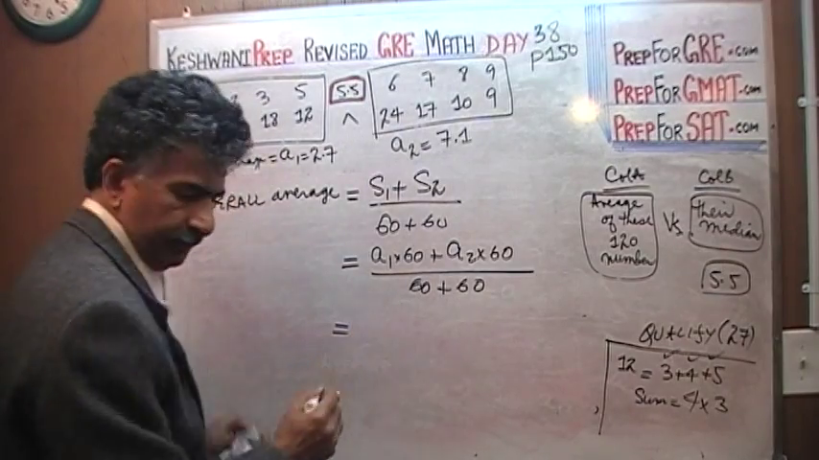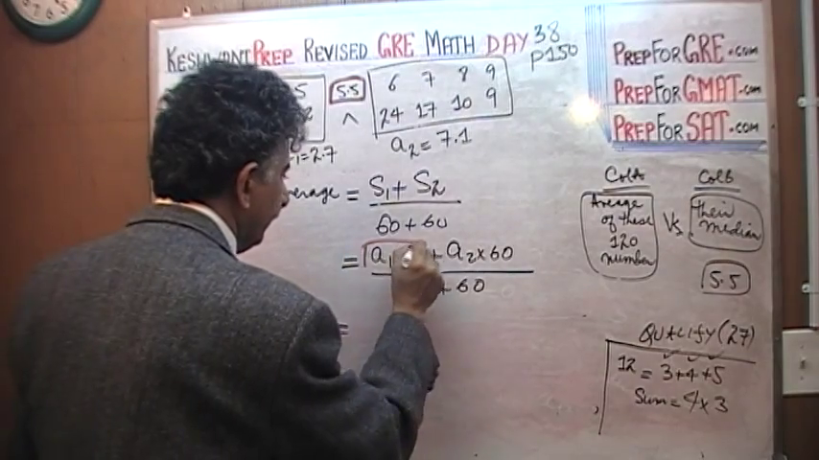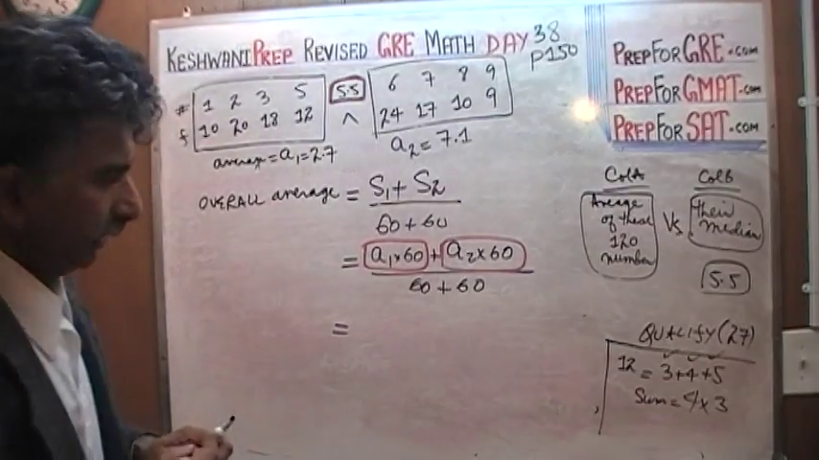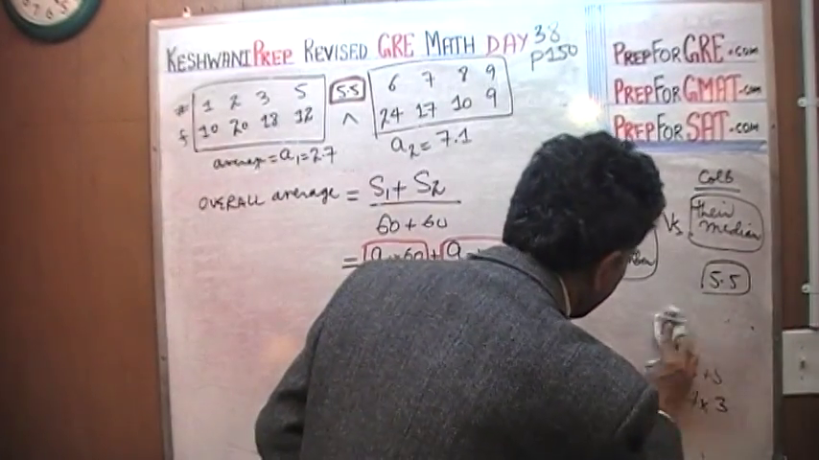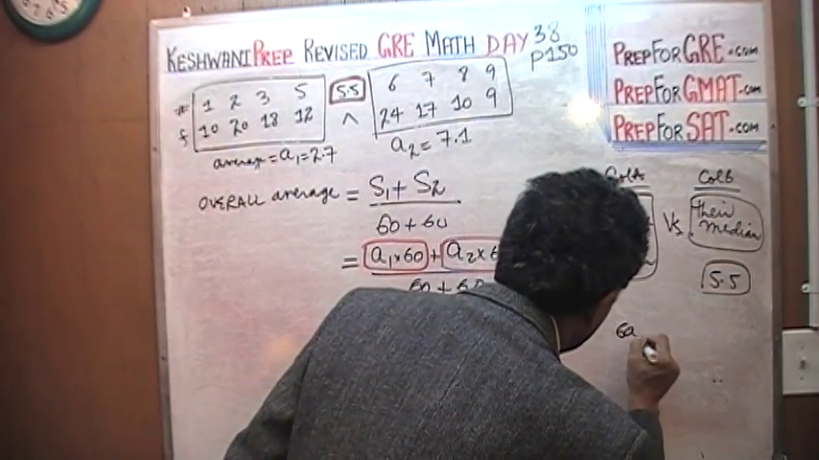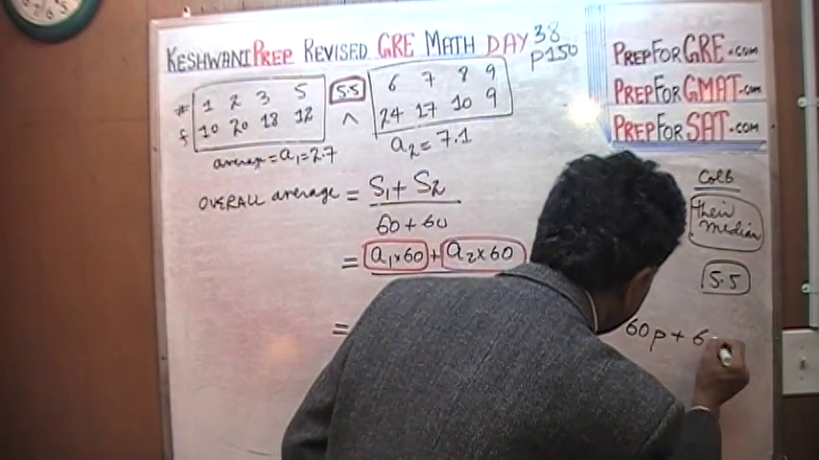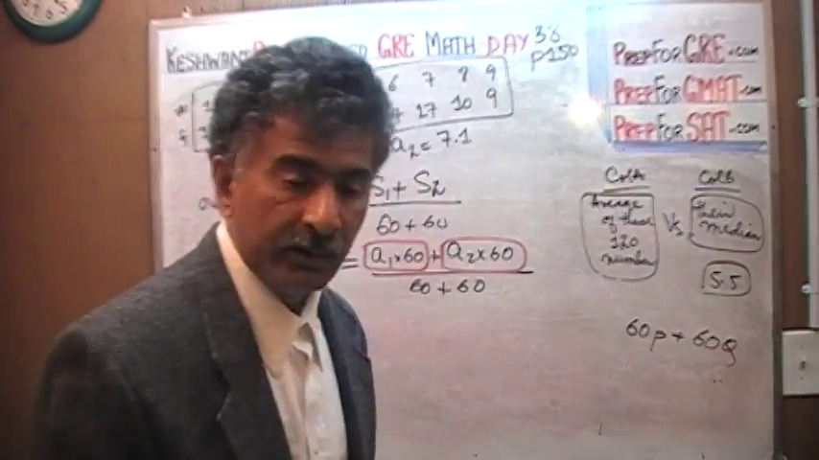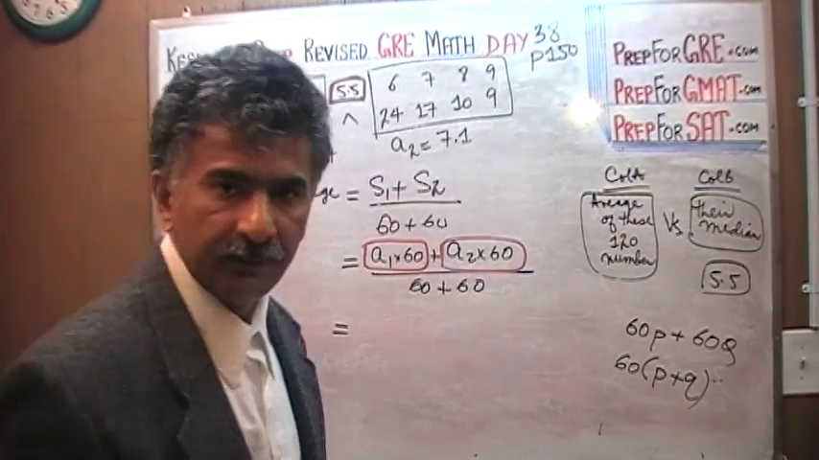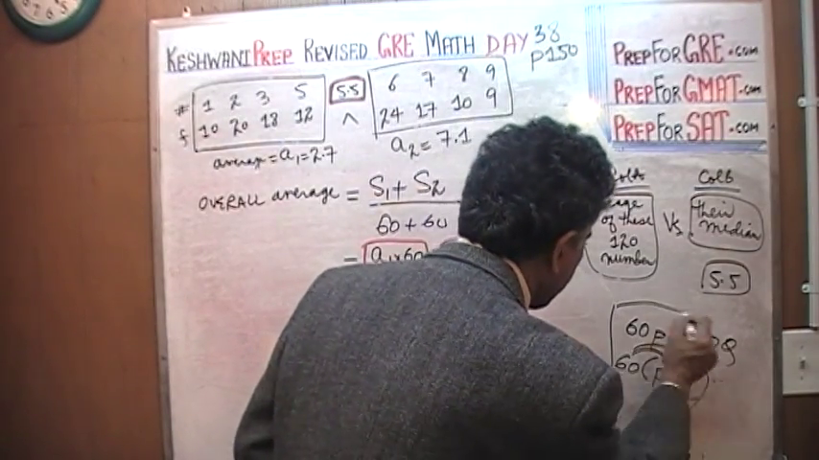In this quantity we have 60 times A1. In this quantity we have 60 times A2. Let me show you something so you can understand what I'm about to do. If I have 60 times P and 60 times Q, that can be written as 60 times P plus Q. We can take out the 60 common, which is what we're going to do here.